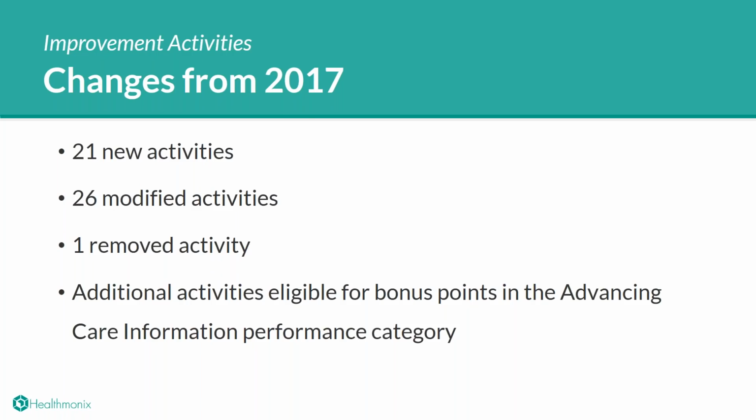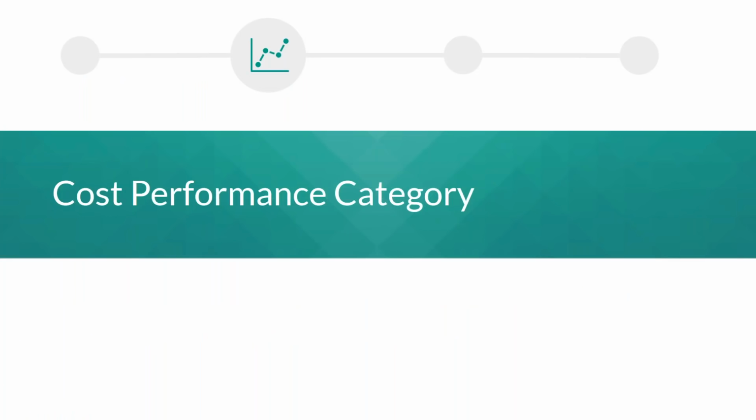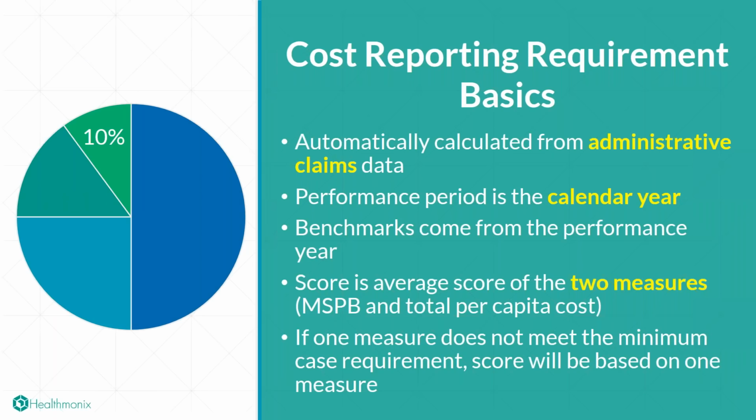Okay, so now we're going to move on to the final performance category, which is cost. And again, cost is new for 2018. This is replacing the value-based modifier, but for this first year is really going to be a simplified version of that. So for 2018, costs will make up, as we reviewed, 10% of your MIPS score.